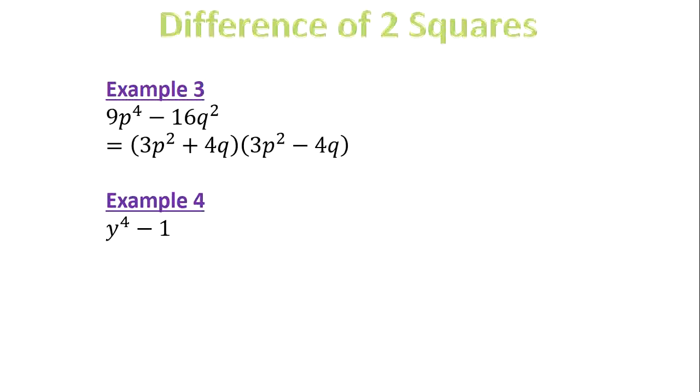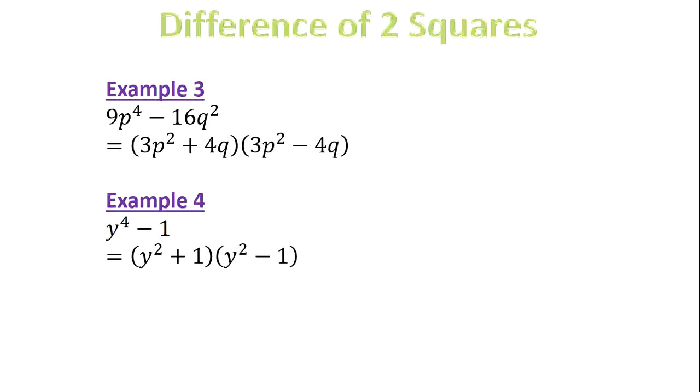So step 1 and 2, write down the brackets with a plus sign in one and a minus sign in another one. Then step 3, write down the square root of the first term in the first part of each bracket. So the square root of y to the power of 4 is y squared, and so we write y squared at the beginning of each bracket. Then we look at our second term, 1. The square root of 1 is just 1, and so we write 1 after our plus and 1 after our minus. Now normally we'd say, yay, we're finished.